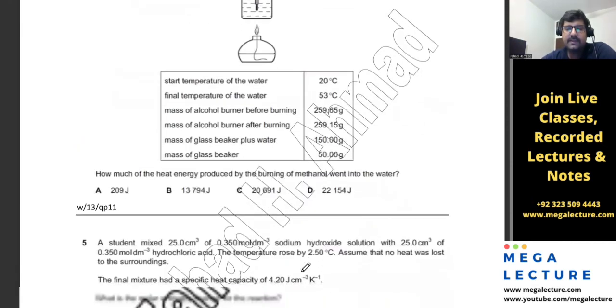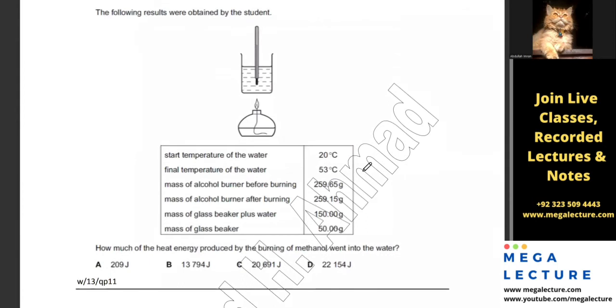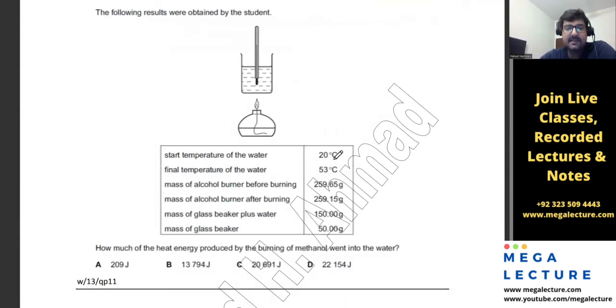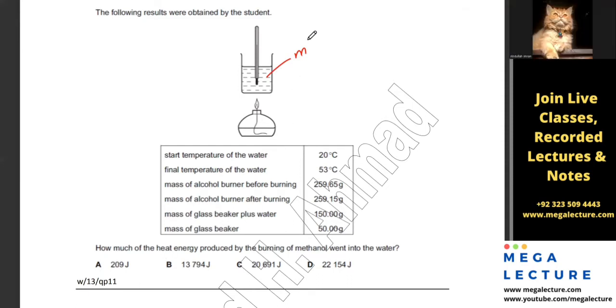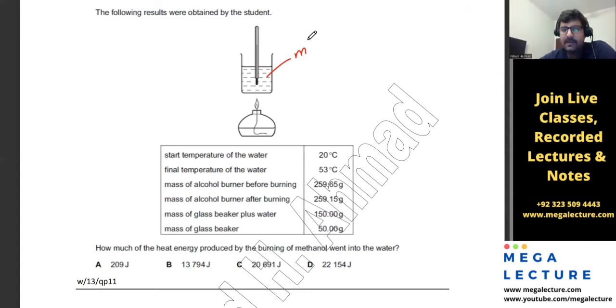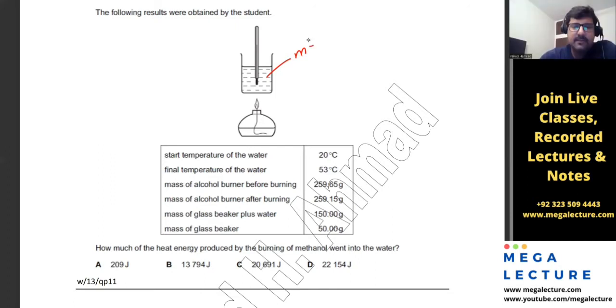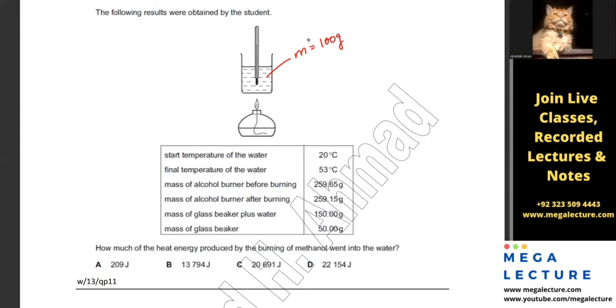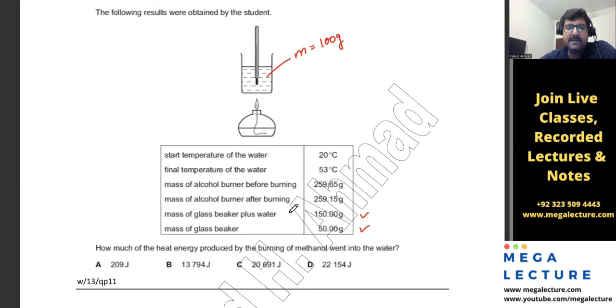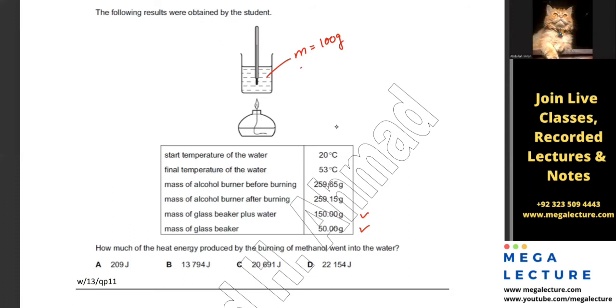So next one, again, it's exactly the same question, but this time you're given experimental data. That's how much of the heat energy produced by burning of methanol went into the water. So you have to figure out M for water over here. How do you figure out the M for water based on this table? Should it be 100 grams? That's going to be 100 grams because you're going to use the last two: mass of glass beaker plus water and mass of glass beaker. You just subtract the two, you'll get 100 grams. C is going to be 4.18. You just have to remember that.